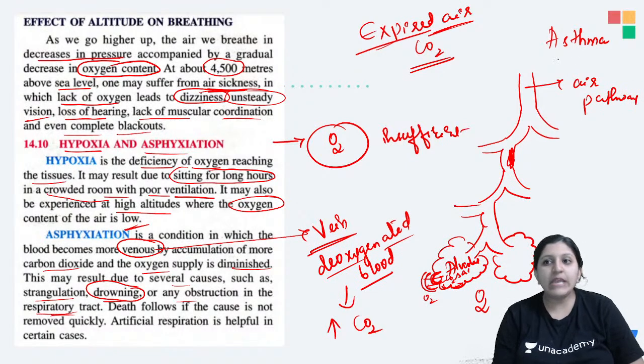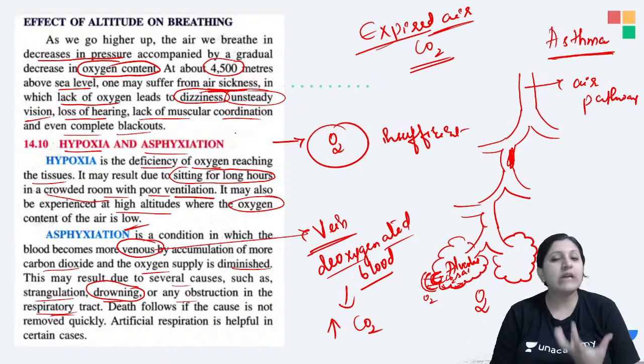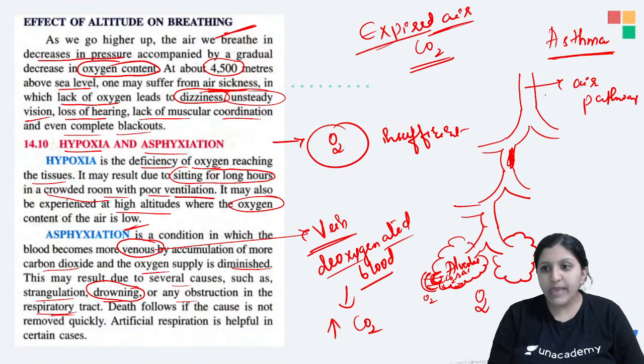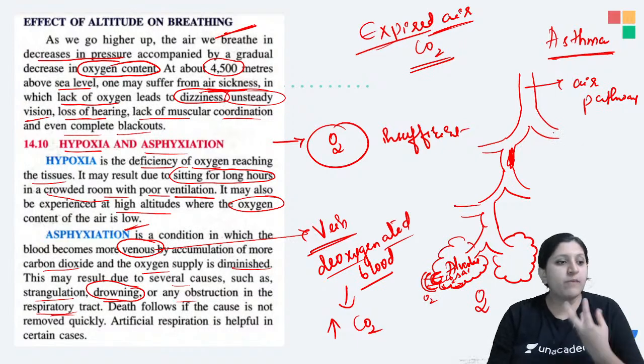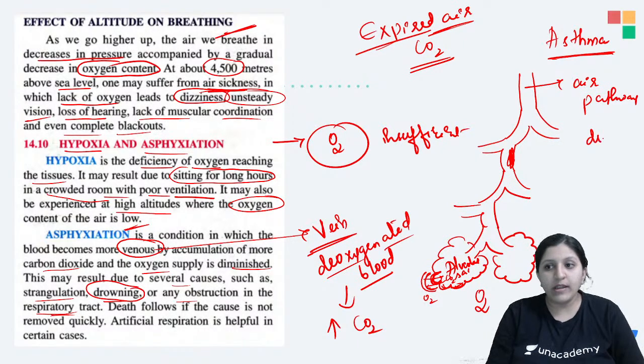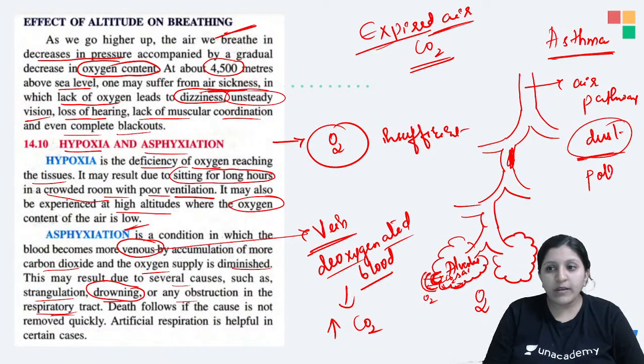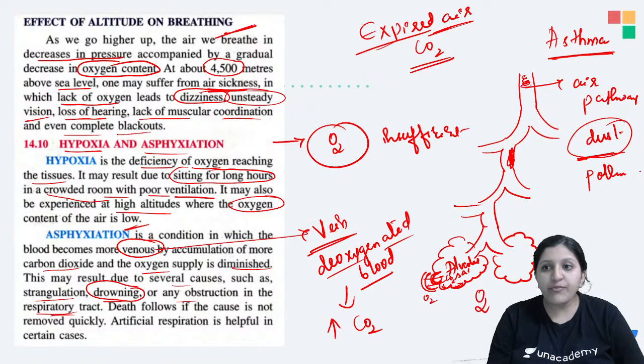Now what will happen in case of asthma? This is also a condition related to the respiratory system, but not to high altitude. When we mention asthma, you have inhaled a lot of dust particles, or pollen grains. Asthma is not related to pathogens anyway. So a lot of mucus is secreted, basically to trap the dust or the pollen which you have inhaled.